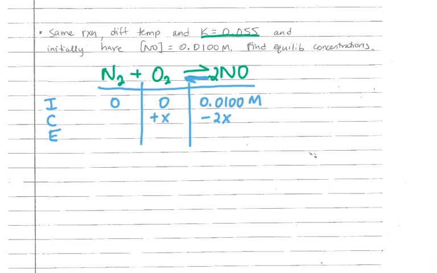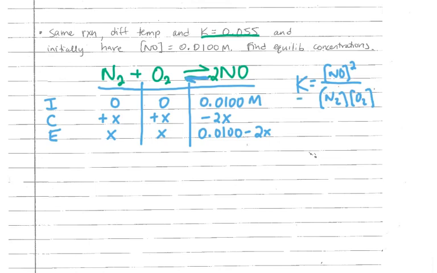And the change in the reactants, these x's are going to be positive because the reactants are going to increase since we're going in the reverse reaction. Then we can plug in for the equilibrium concentration of each of these: 0 plus x is x, 0 plus x is x, and 0.0100 minus 2x is the equilibrium concentration for the NO. The equilibrium expression for this equation is still the concentration of the product squared divided by the concentration of each of the reactants.